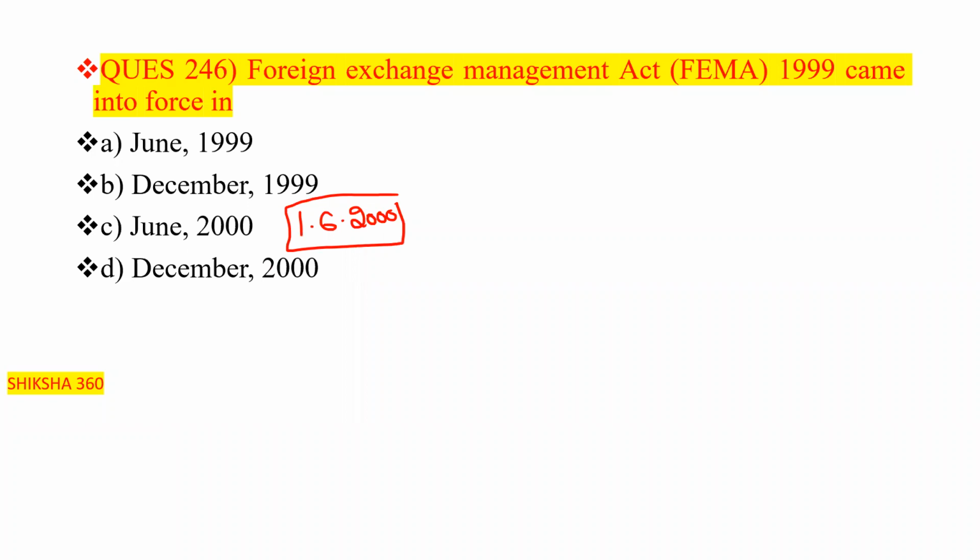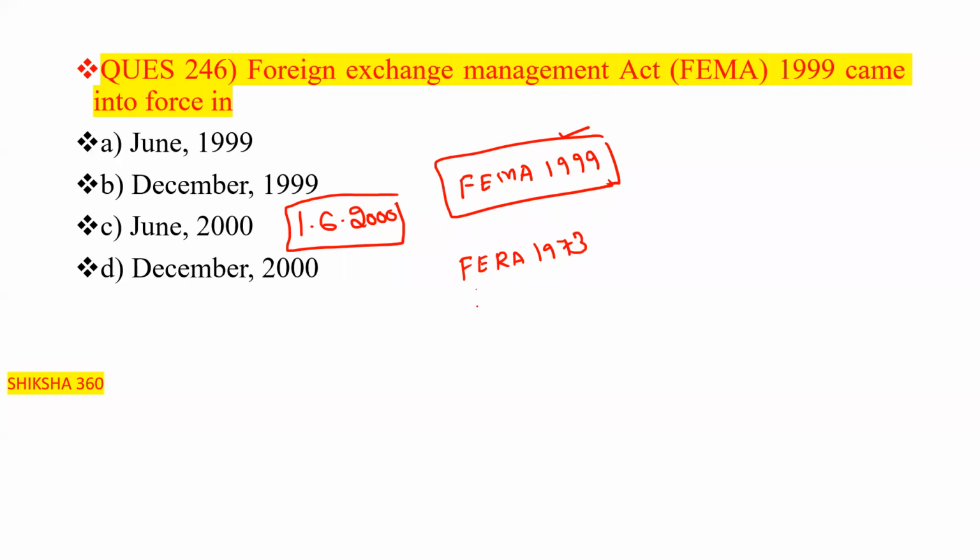Before that, which act existed? Before FEMA 1999, which act existed? That is FERA 1973, the Foreign Exchange Regulation Act.